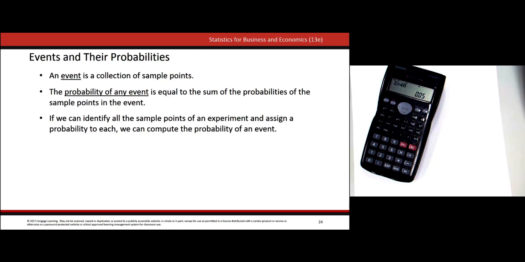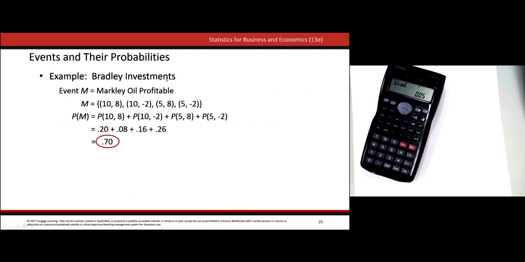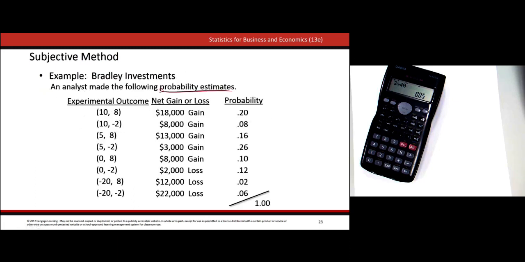But sometimes we may not be able to assign probabilities to each outcome. But if we can identify all the sample points of an experiment and assign a probability to each, we can easily calculate the probability of an event by summing the probabilities of the sample points in the event. For example, this Bradley investment. Let's define one event, M: Markle Oil profitable.